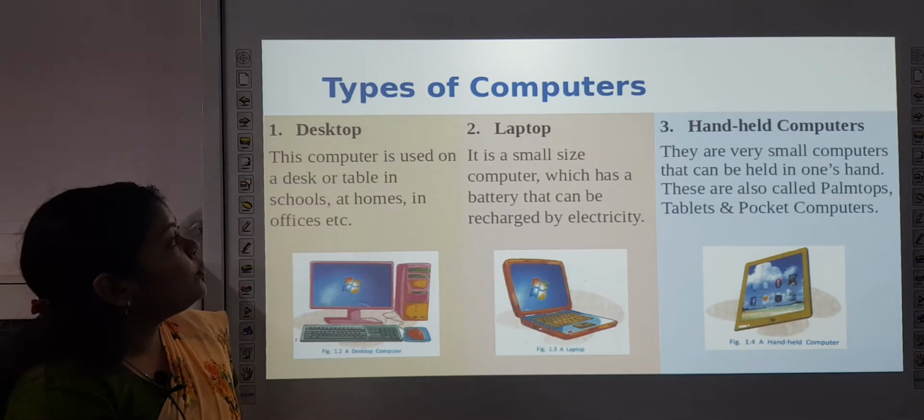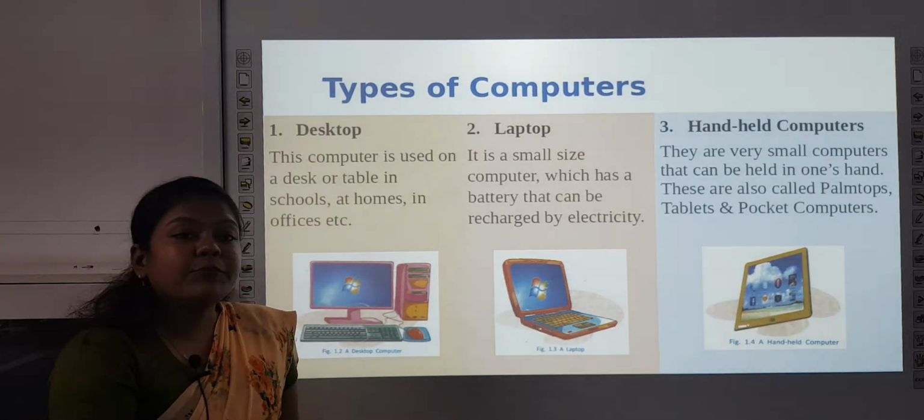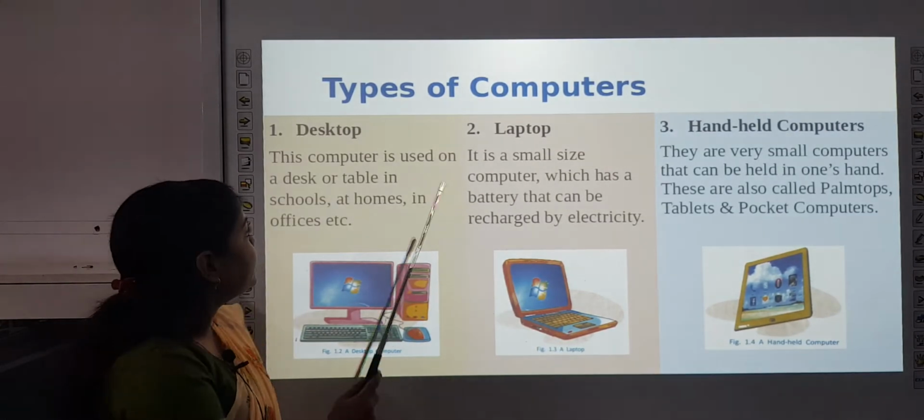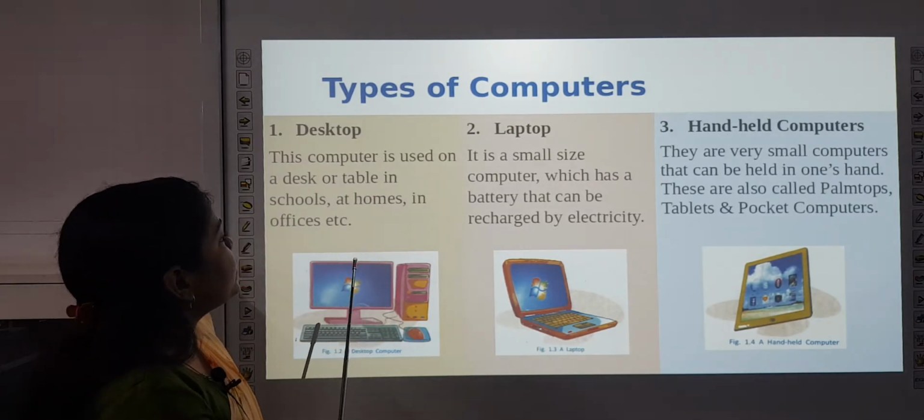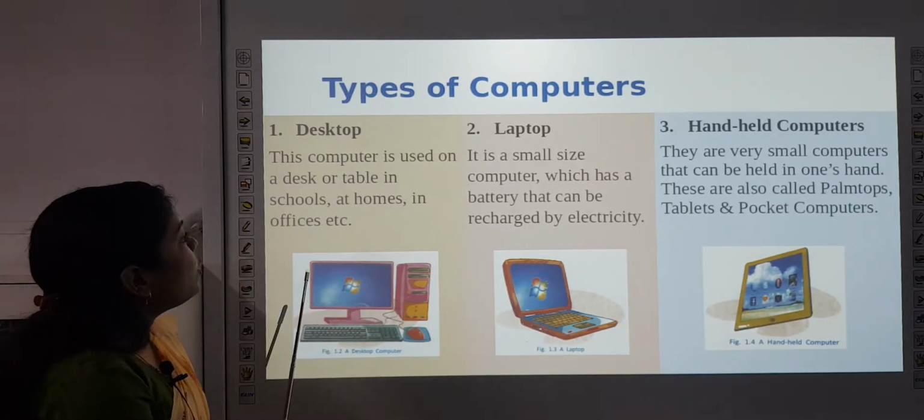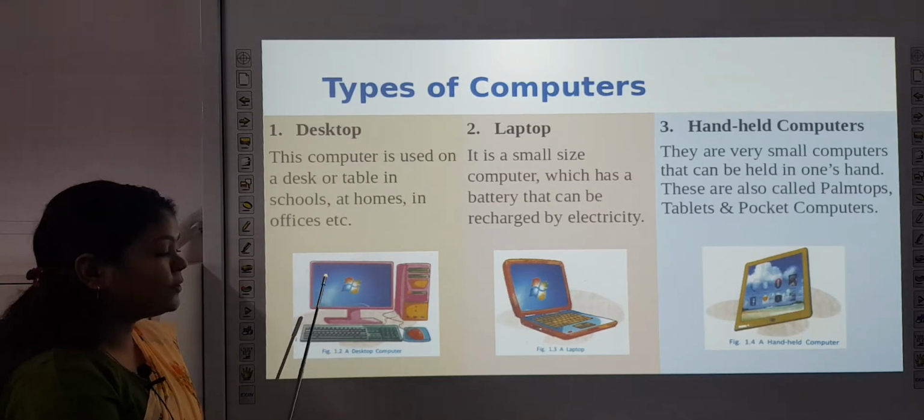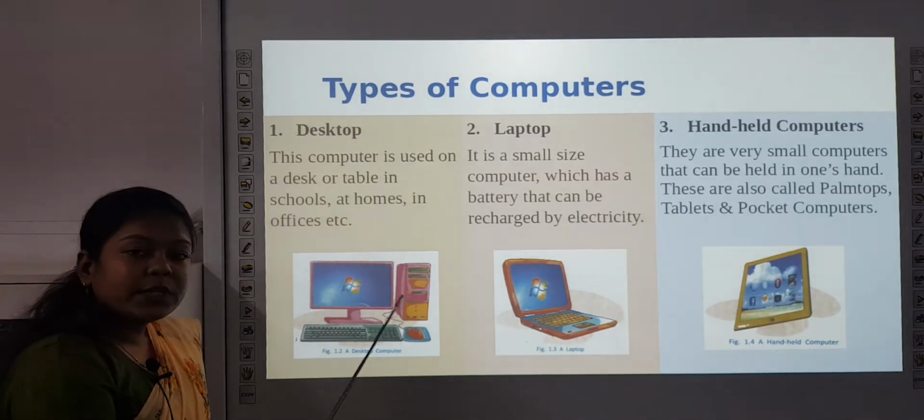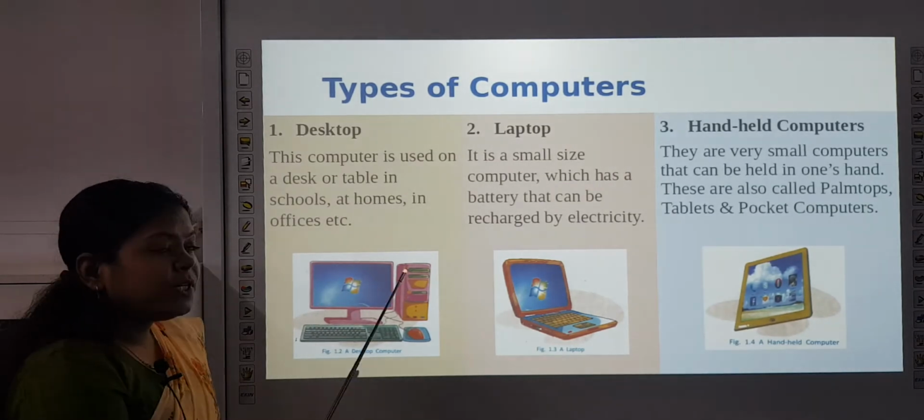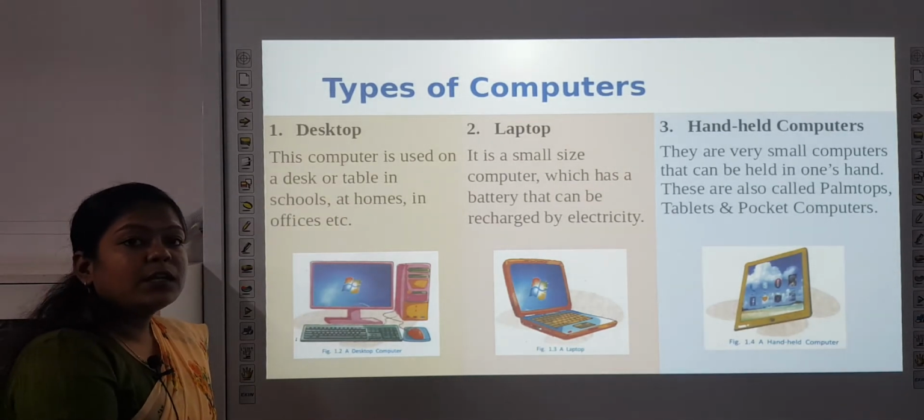The types of computer. In daily life we have mainly 3 types of computer. Desktop. This computer is used on a desktop or table in schools, at homes, in offices etc. Our desktop computer is also known as PC, which is referred to as personal computer.